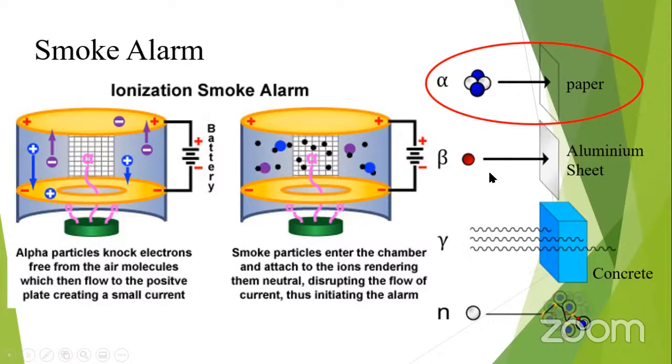We cannot use beta, because beta can pass through smoke, so there's no point as a smoke detector. Gamma, same thing. Neutron, same thing. So that is the advantage of using alpha particles in a smoke detector.